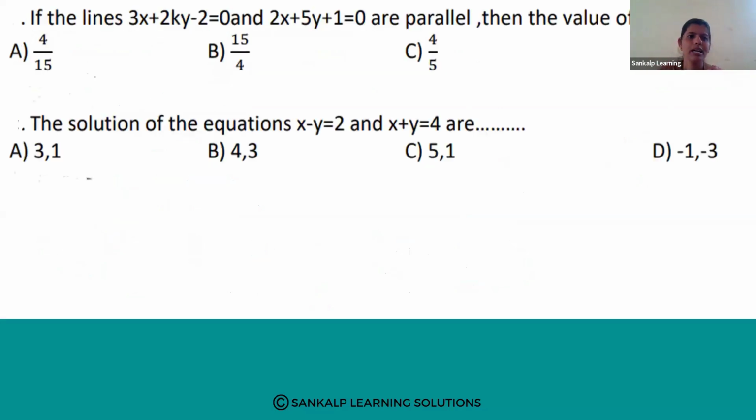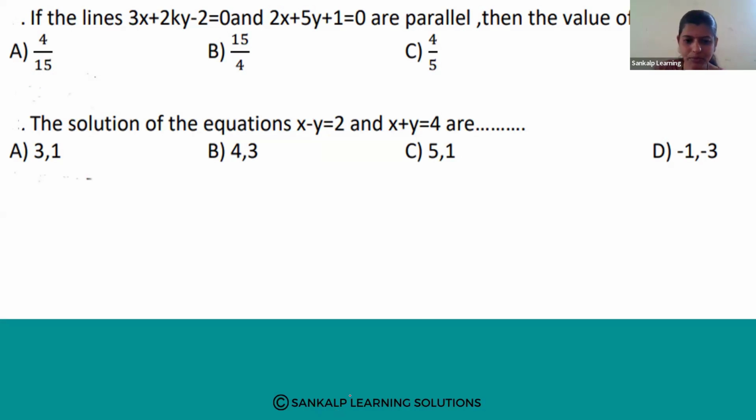Next, see if the lines 3x plus 2ky minus 2 equal to 0, and 2x plus 5y plus 1 equal to 0 are parallel. They told parallel. Then they are asking what the value of k is. So is the value of k 4 divided by 15, or 15 divided by 4, or 4 divided by 5, or 5 divided by 4? I will give you time.